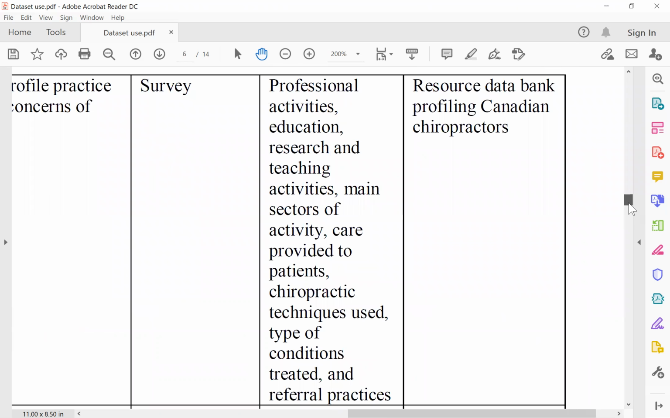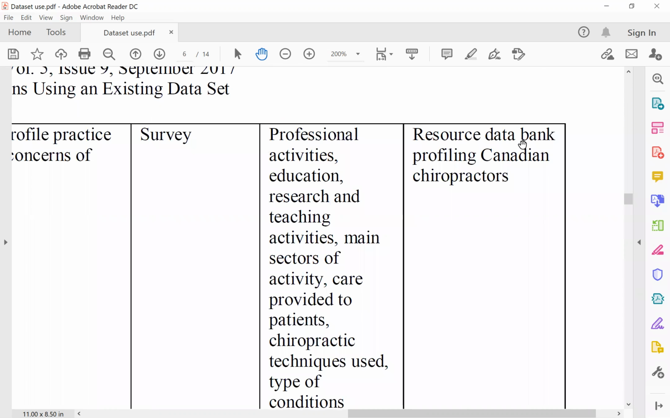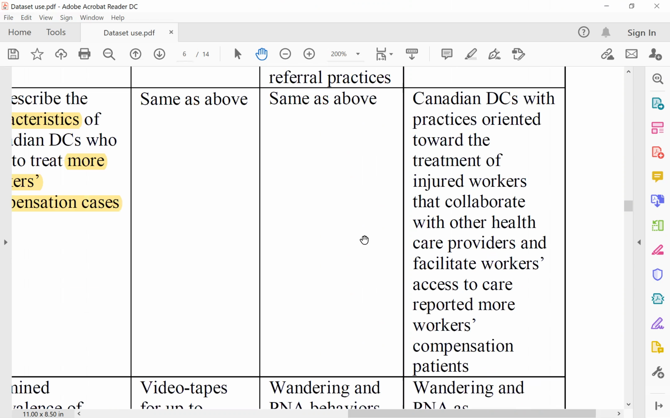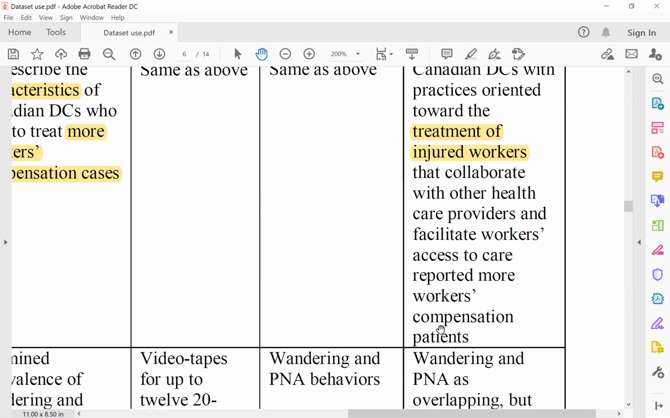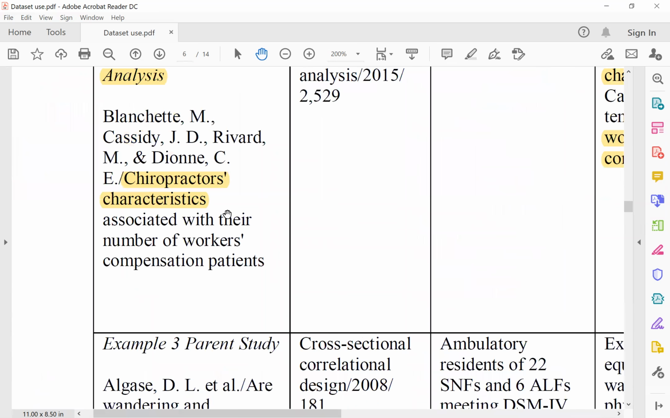And their result was the Resource Data Bank profiling Canadian chiropractors. In the secondary data, Canadian doctors of chiropractic with practices oriented toward the treatment of injured workers, who collaborate with other health care providers and facilitate workers' access to care, reported more workers' compensation patients.